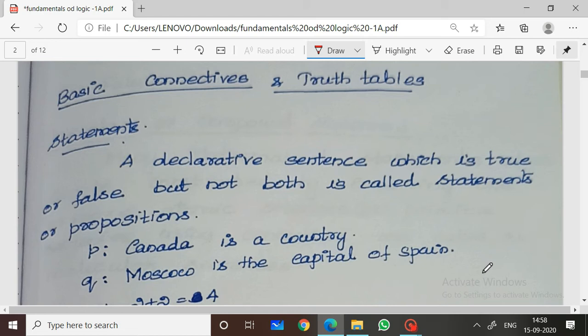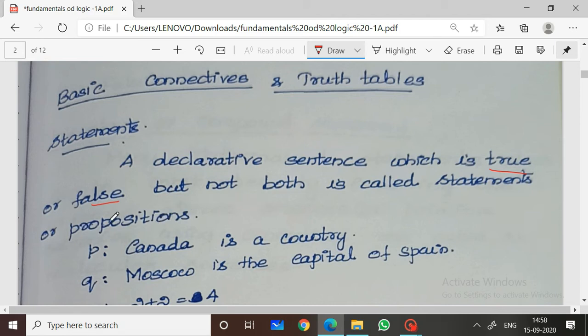So here, what is a statement? A statement is a sentence that is true or false. Every sentence we read is either true or false. A declarative sentence which is true or false but not both is called a statement or proposition.